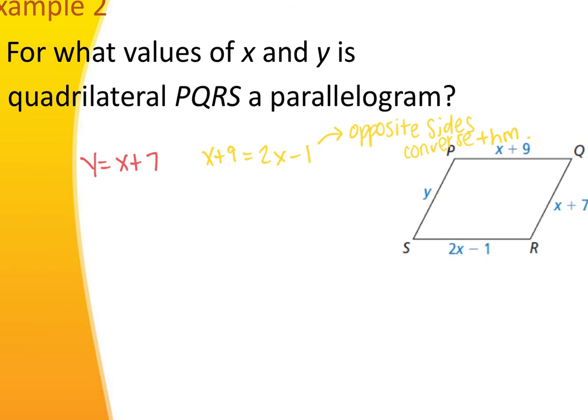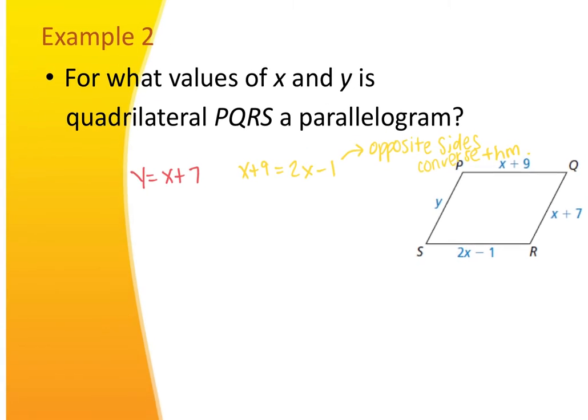Savannah? Go ahead. If it says it's a parallelogram, so how do we prove... It doesn't say it's a parallelogram. For what values of x and y is the quadrilateral a parallelogram? Okay? It would say specifically PQRS is a parallelogram and then go from there. Those would be the regular theorems. Alright. Got it? Okay.